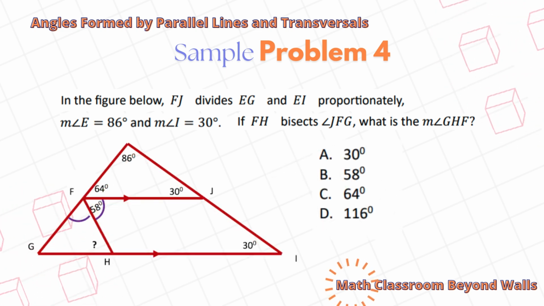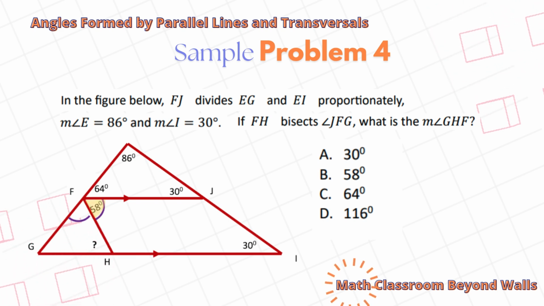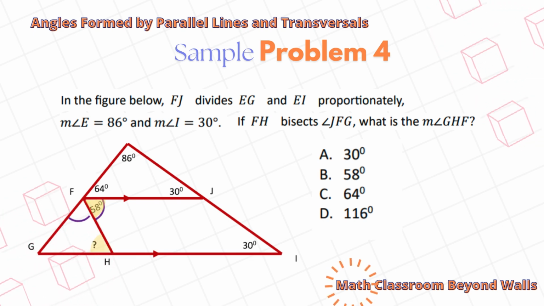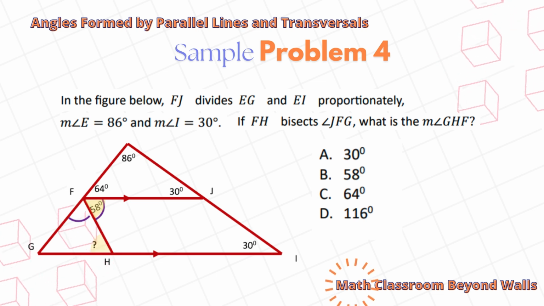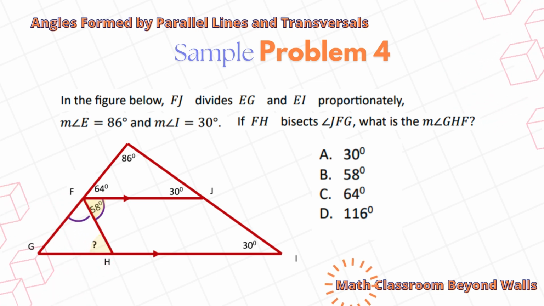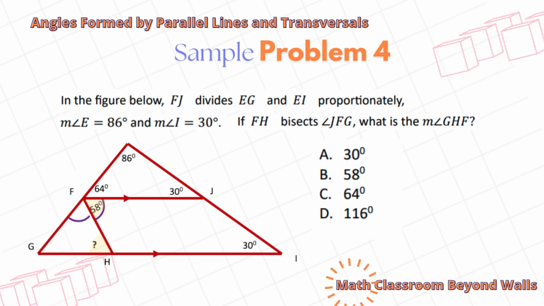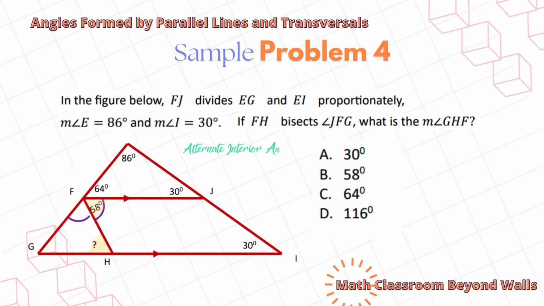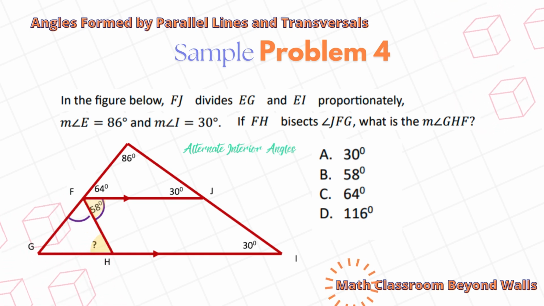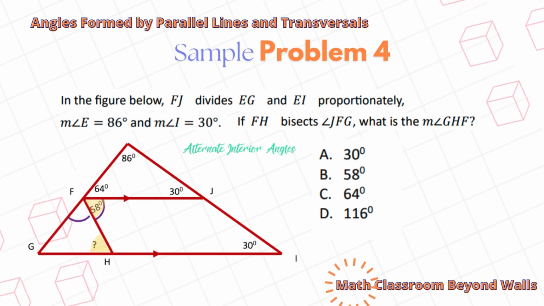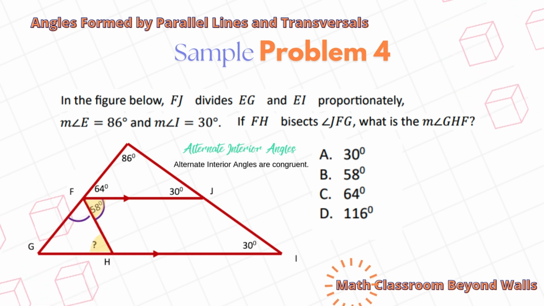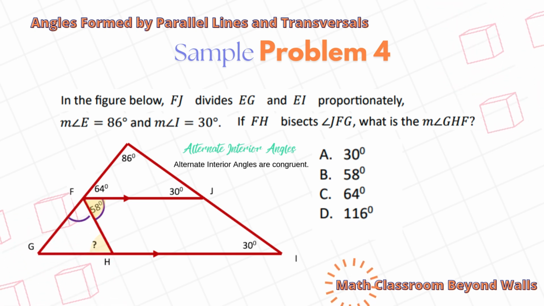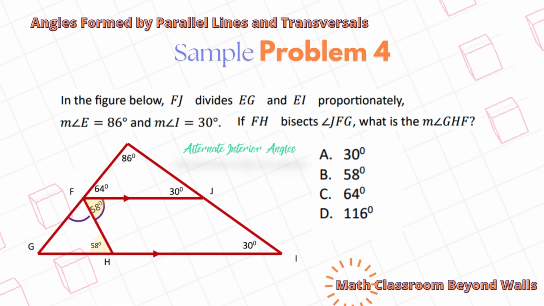Now look at the angle with a measure of 58 and the angle whose measure we want to find. What angle pair is this? Do not forget that FJ and GI are parallel. They are alternate interior angles, you're right. And what do we know about them? That they're congruent. So what is the measure of angle JHF? It is also 58 degrees.